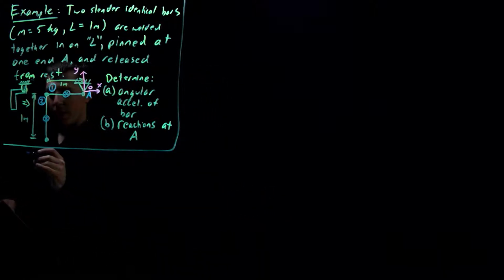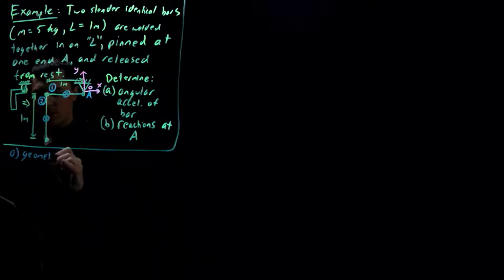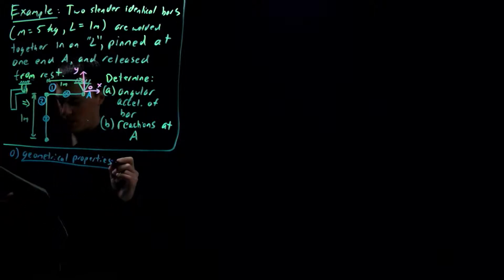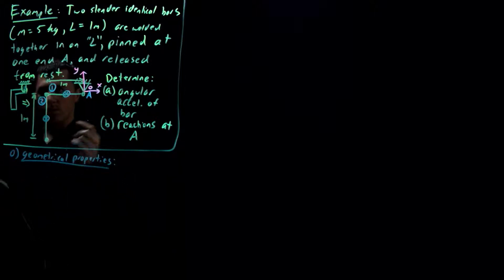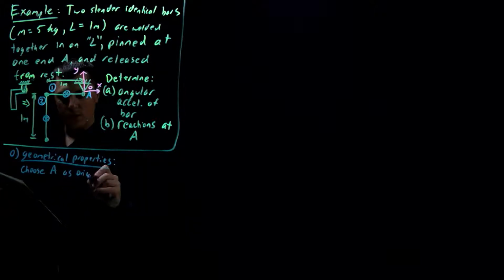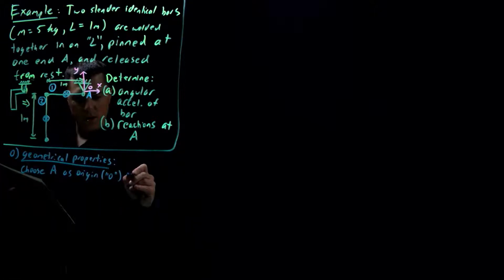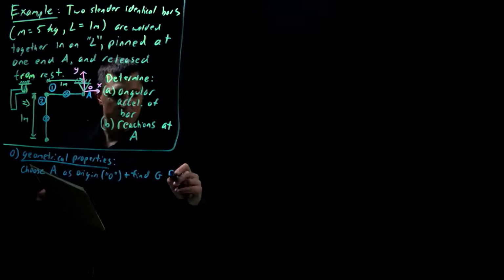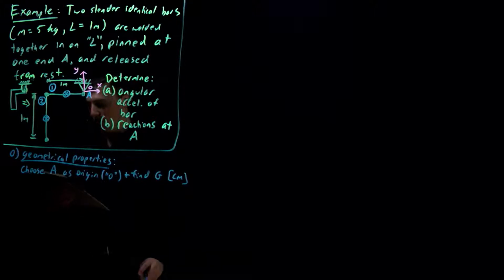Okay, so let's first start by doing step 0 here, which is geometrical properties. And what we mean by this is we're determining the center of mass and then the moment of inertia. We'll need that for this rotational motion when we get to our equations of motion. Okay, so we choose point A as the origin. So I labeled that O. And then we'll find the center of mass, G. Remember, this is center of mass, and the notation we give is G.